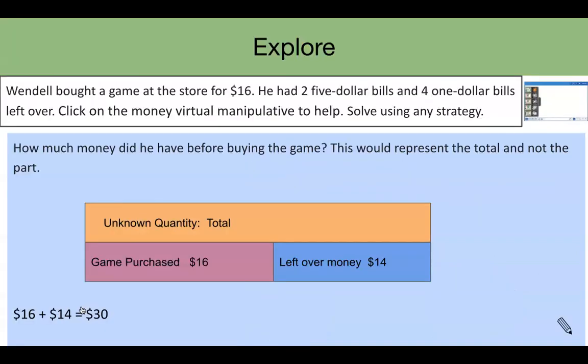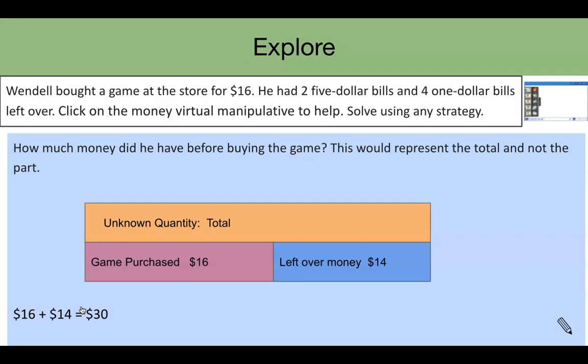Another problem, Wendell bought a game at the store for $16. He had 2 $5 bills and 4 $1 bills left over. Okay, it says click on the money virtual manipulative to help solve using any strategy. So you could click on the manipulative to come up with the value of the money of the 2 $5 bills and 4 $1 bills. I would encourage you to use that to support our students.